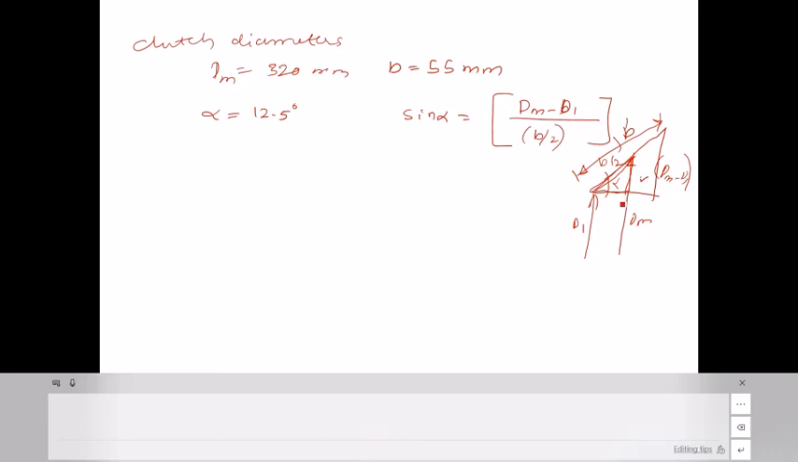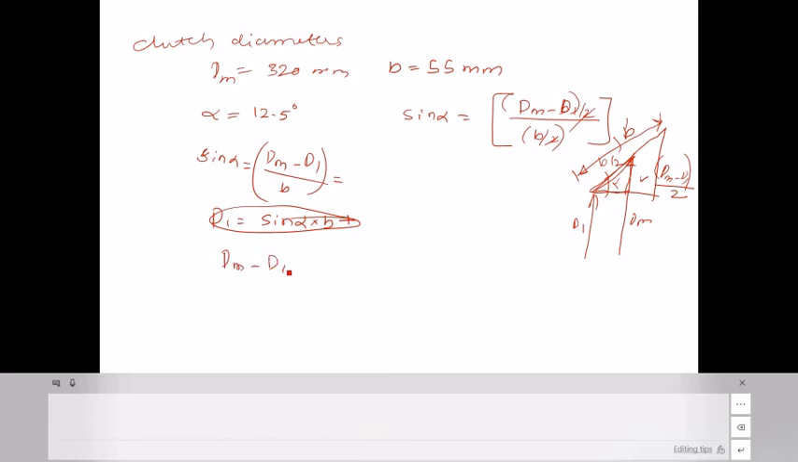Okay, now you got the value of DM here. Now this is the value of B, and this is D1. Now this value is DM minus D1, right? And this angle is alpha. Now this value is B by 2. I think this has to be B by 2. Sorry, it's right, okay? Now this distance is DM minus D1 by 2, and B by 2. The 2s are going to get cancelled here. Now the equation is right. That is, sine alpha equal to DM minus D1 divided by B.